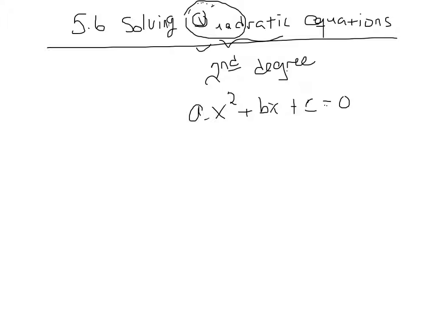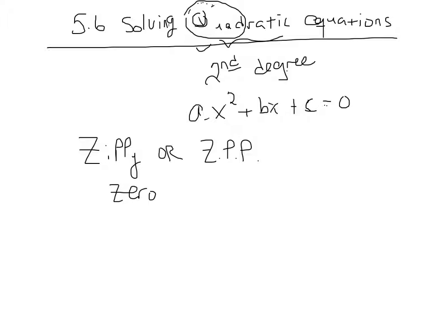And this looks a lot like what we were studying last section, except it wasn't an equation, it was an expression. Now it has an equal sign in it, and we're actually going to be solving it rather than just factoring it. And to solve second-degree equations, we need something called ZPP, which stands for the zero product property.